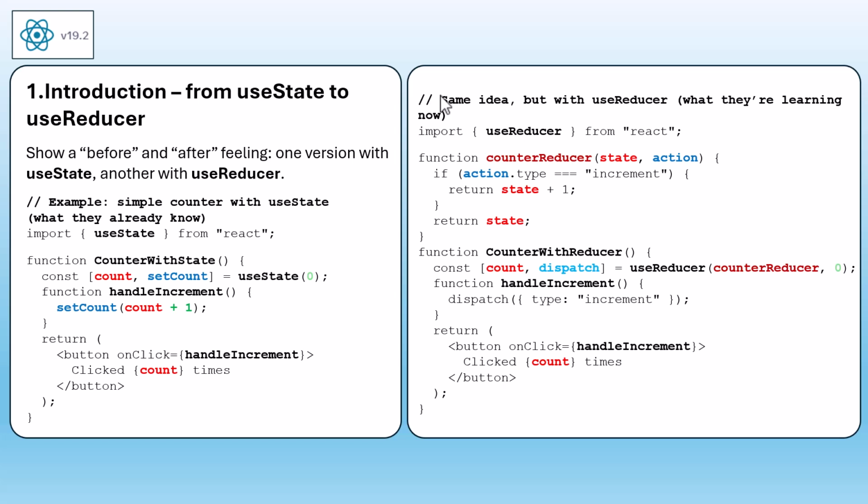Many of you are already familiar with simple state using a setter function. useReducer gives us an alternative approach, one that can scale better when state logic becomes more complex. It helps you centralize your update logic in one place, leading to cleaner components and easier maintenance.